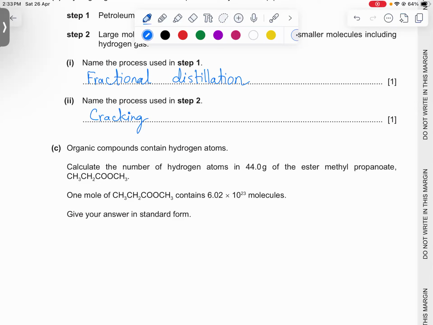It is catalytic cracking. In your syllabus, you don't have to know the name of the catalyst. But if you want to remember, the catalyst used in cracking is aluminum oxide, Al2O3. It is the most famous one. You can write that down in your notebooks. Aluminum oxide, Al2O3, is used as a catalyst in cracking. Next question.